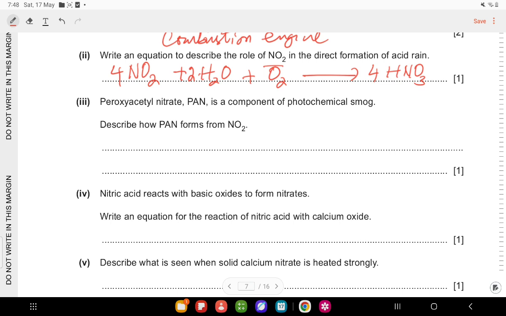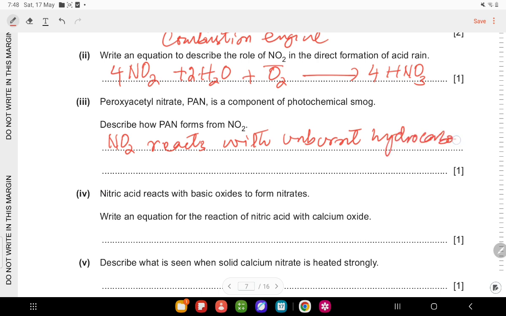Peroxyacetyl nitrate, PAN, is a component of photochemical smog. Describe how PAN forms from NO2. NO2 reacts with unburnt hydrocarbons to produce PAN.